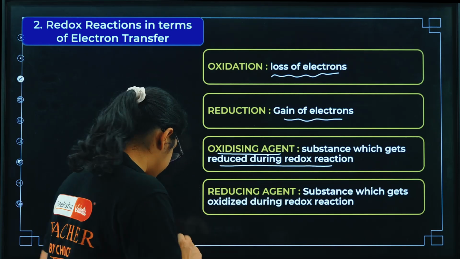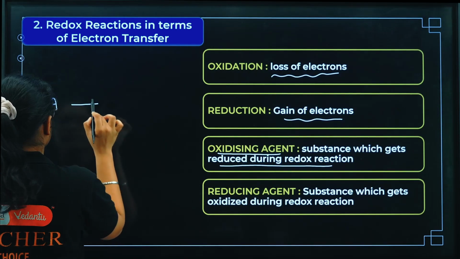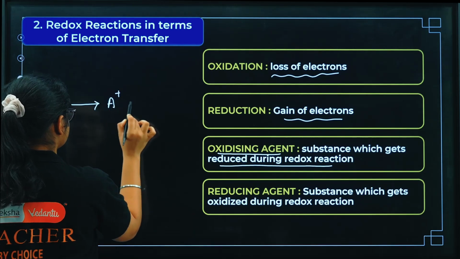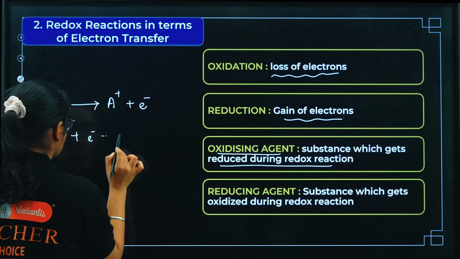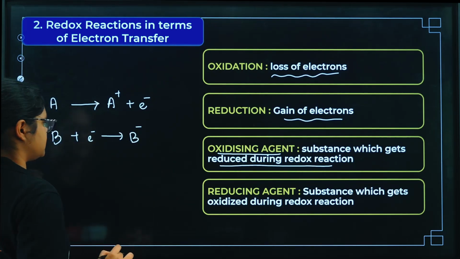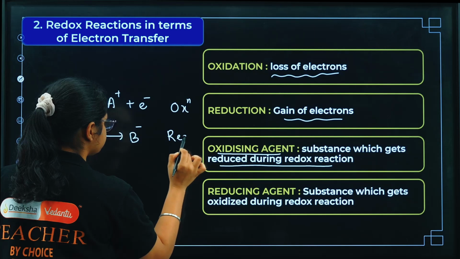Now suppose there is a substance A. It has lost one electron, so it will become A plus and the lost electron. Suppose B has gained one electron, then we call it B minus. So this is oxidation and this is reduction.